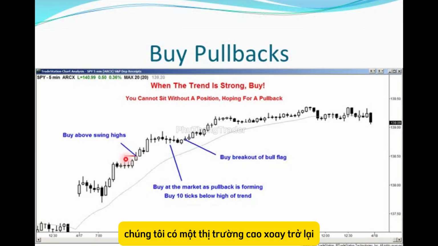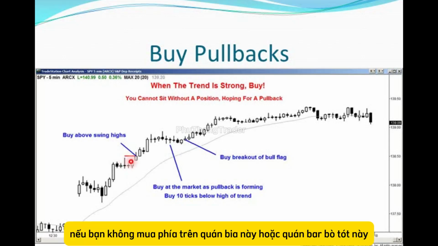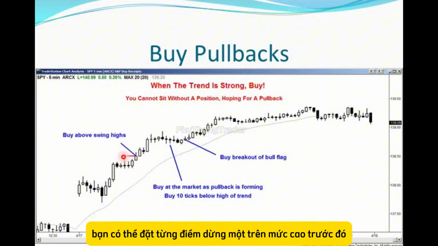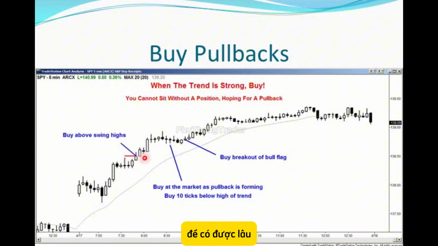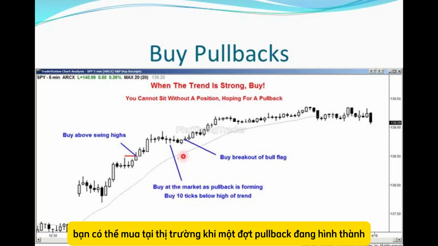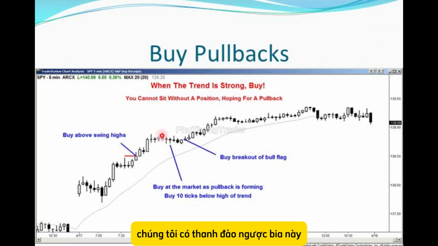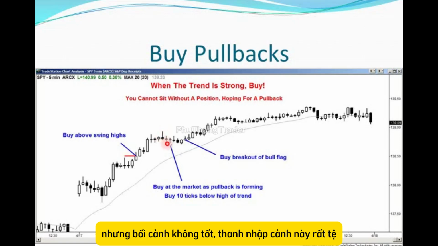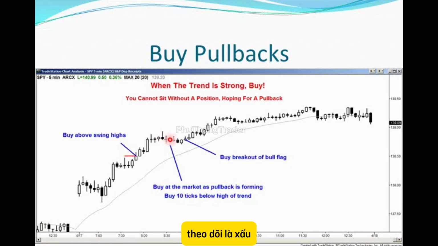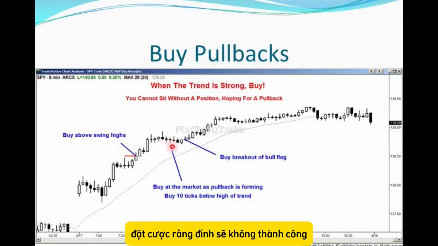We have a swing high, market pulled back. If you don't buy above this bear bar or this bull bar, you can place a buy stop 1 tick above the prior high to get long. You can buy at the market as a pullback is forming. We have this bear reversal bar, but the context is bad. This entry bar is bad. The follow through is bad. You can simply buy at the market, betting that the top is not going to succeed.